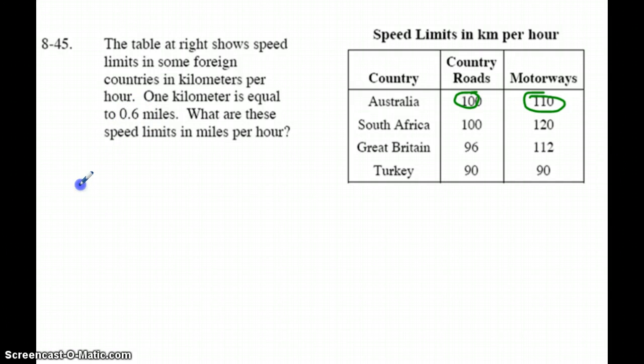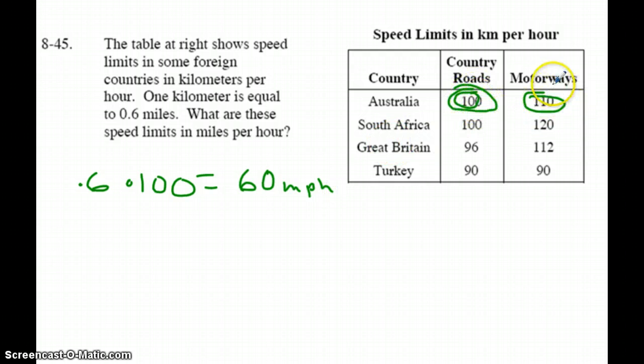So we just basically do 0.6 times 100. Well, 0.6 times 100, you can use your calculator if you like, but that would just be 60 miles per hour. That's what Australia would go on country roads. Okay, on motorways, then you would have to do 0.6 times 110 and see what you get. 0.6 times 110, we get 66 miles per hour.